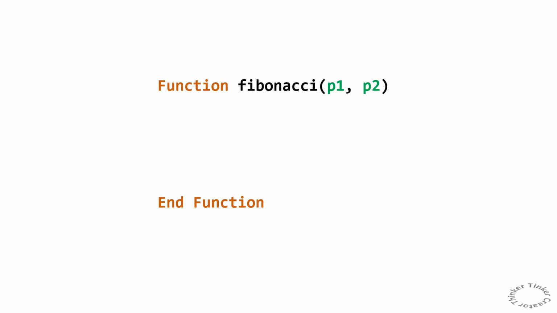Here is our function with p1 and p2 as input. It prints the next Fibonacci number, the sum. And then it calls itself, to generate the next number in the sequence. The question is, what are the 2 input parameters?